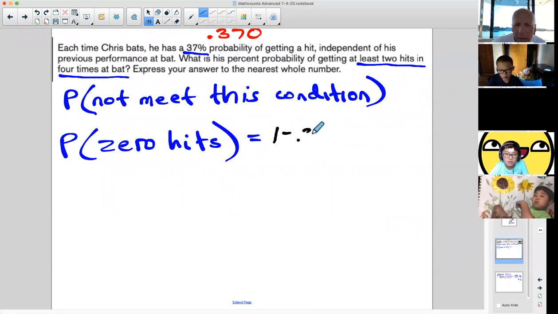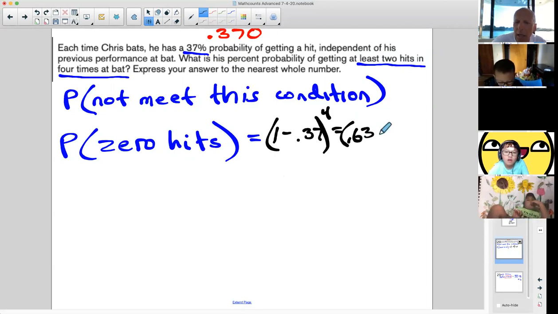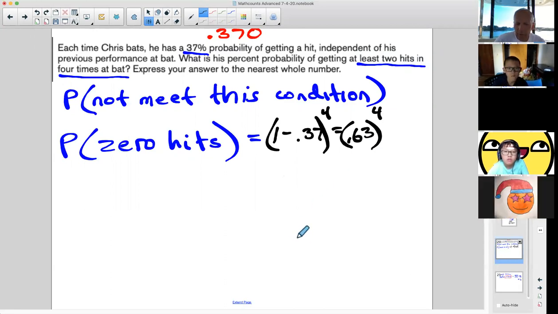1 minus 0.37. Yeah. But to what power, guys? To the fourth. Yes. We need 0.63 to the 4th power. Andreas and Ray and Audrey, do you understand that? Okay, I'm trying to get Audrey to unmute herself. Now, that number, I worked it out just now in my calculator, and I got 0.157. So let's hold that for just a second.